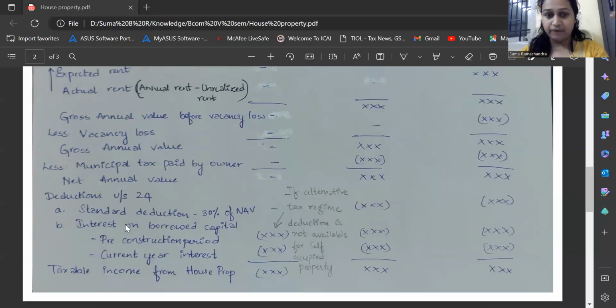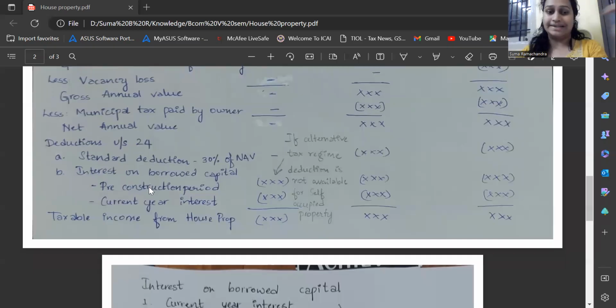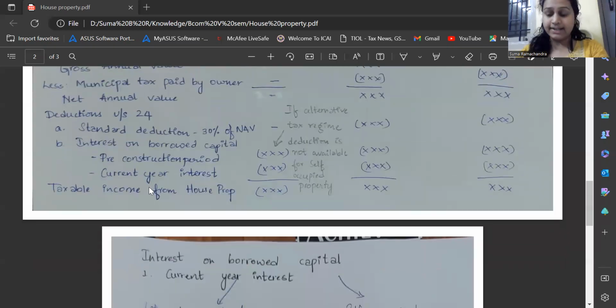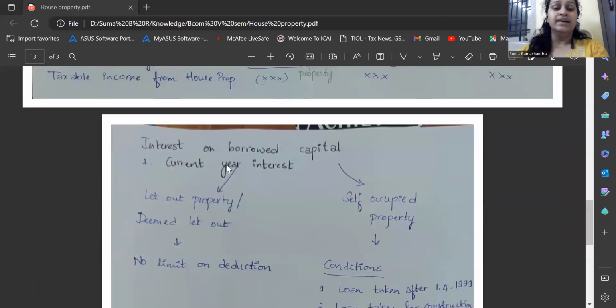Then whatever value I'm getting after this will be called net annual value. Then again, I'll be having the deduction that is 30% of NAV, and the second one being interest on borrowed capital, that may be pre-construction period interest or current year interest. The net amount after I deduct all these things is called income from house property. And then moving on, we'll see what is interest on borrowed capital.